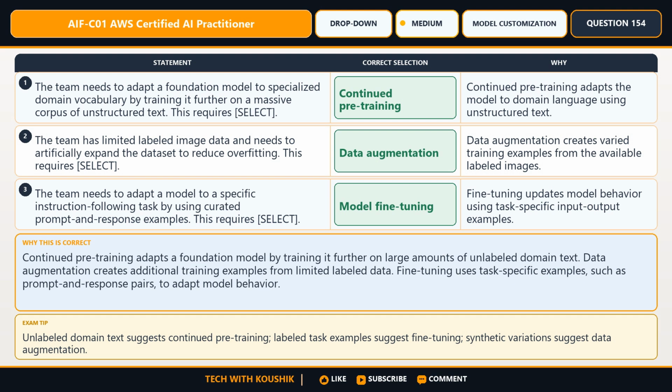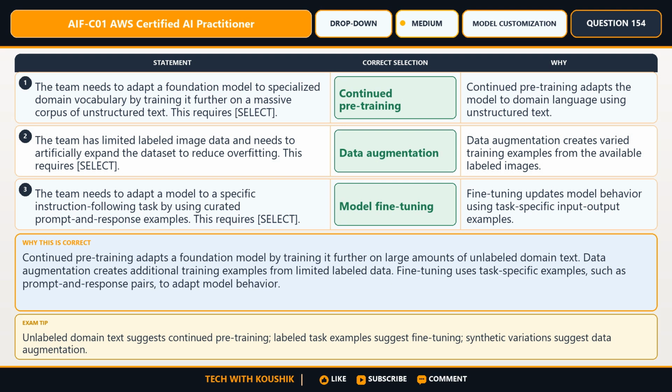3. The team needs to adapt a model to a specific instruction following task by using curated prompt and response examples. This requires select: model fine-tuning. Fine-tuning updates model behavior using task-specific input-output examples.